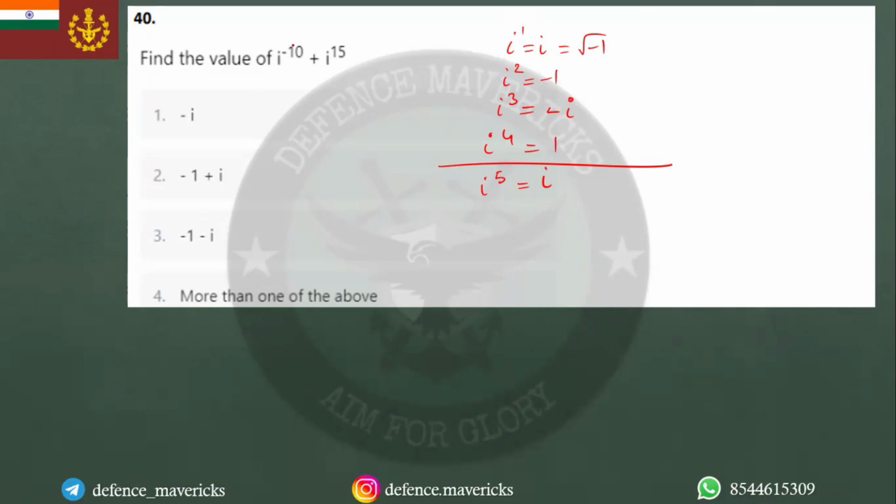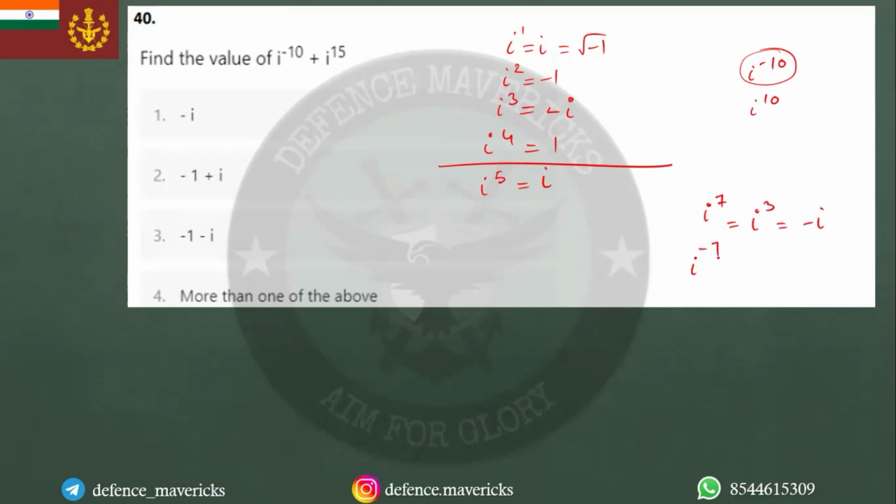Okay. So you can ignore the minus sign also, I mean for repetition. Ignore the minus sign, meaning don't understand it that way. That is not what I am saying. I am saying that you can either subtract 4 powers or add 4 powers and then get the value. For example, if I want to find I power 7, this will be same as I power 3, which is nothing but minus I.